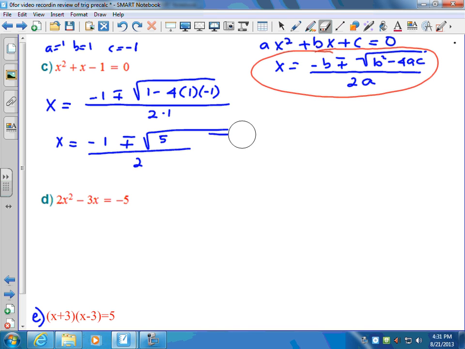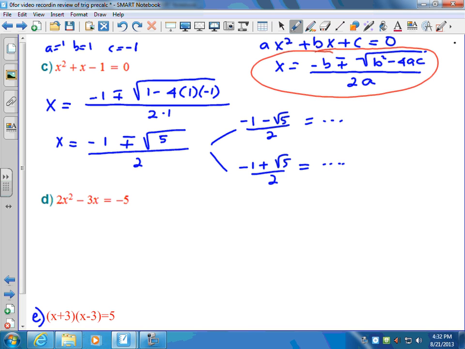And if you convert this to a decimal, the plus and the minus are going to give you two different answers. One has a negative in the middle, and the other one has a positive in the middle. And if you were to graph this function, what you're going to see, if you convert these into decimals, is that these two points are the x-intercepts of the graph of x squared plus x minus 1.